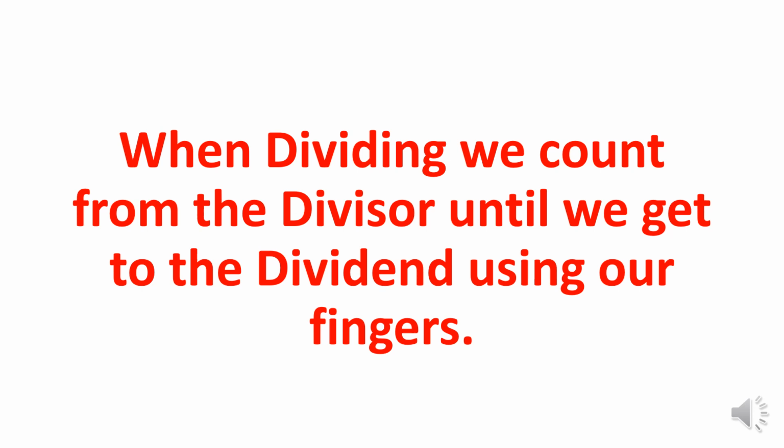Now when dividing, what we do is that we count from the divisor until we get to the number, until we get to the dividend, the number we are dividing. Let me show you. So we have 4 divided by 2. Our first number is the dividend, the number to be divided, and then we have the 2, which is the divisor. So the 2 is going to divide the 4. If you don't see a division question written like this, it could also be written like this, with the divisor first going into the dividend, and this is the type that we will be looking at more.